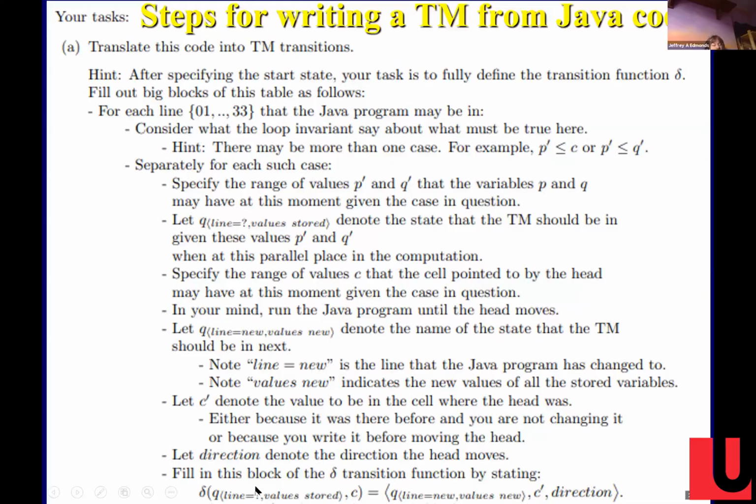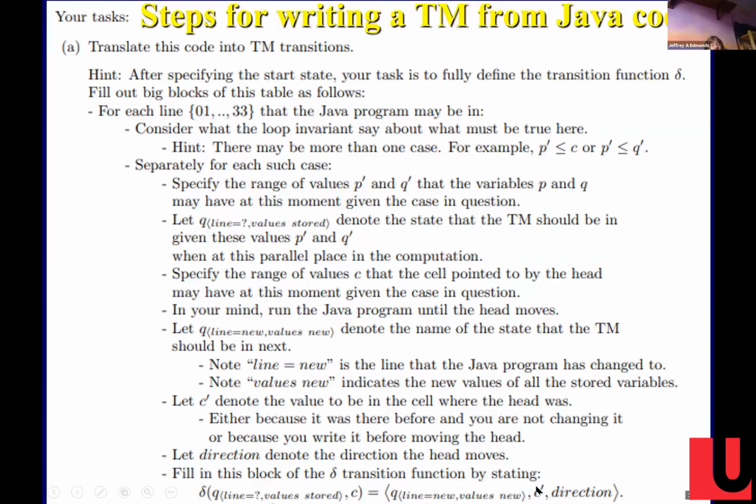Now we have a particular entry of the table, right? We have a particular state in mind. We have a particular character we're reading in mind. We're able to fill in that entry of the table. And what are you allowed to put there? Well, you have to put three things. You have to put the name of a state. It's just a state with a particular name. You're allowed to put a value that you're going to write into the cell, and you're allowed to state a direction, right? So this is just type checking.